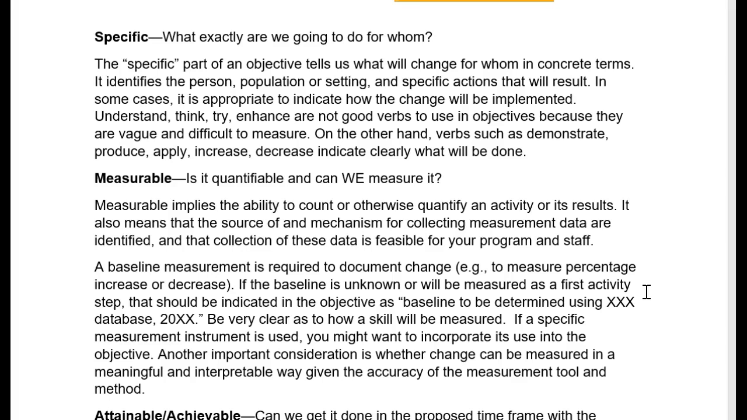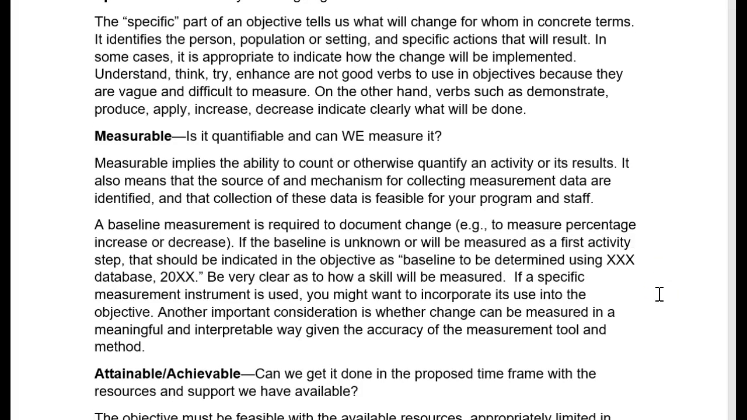Is he moving toward mastery, which is sometimes defined as 80% accuracy, sometimes 90% accuracy. That varies depending upon our students and the task. But we want to make sure that we can be very clear as to how that skill will be measured and what our criteria for achieving the skill will be.